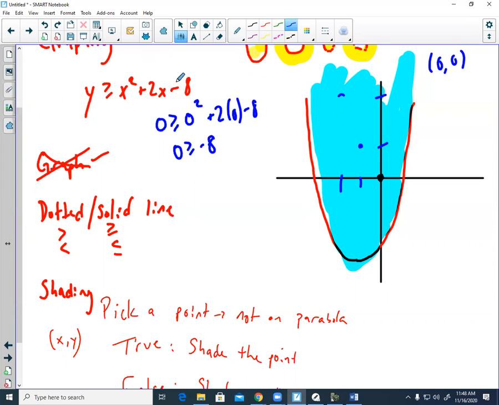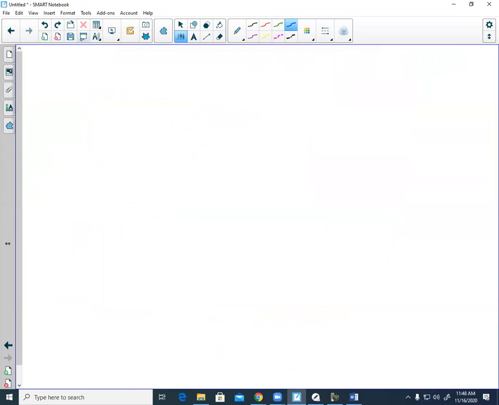I'm going to give you one right now, and I want you to try it on your own to see if it works. Pay attention to the dotted and the solid, and pay attention to the shading. Your calculator will do the work for the graph. I'll give you a few minutes to try it out, and then we'll talk about it and go through it.